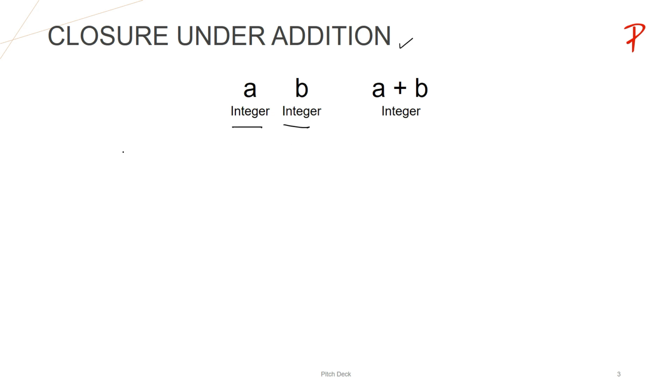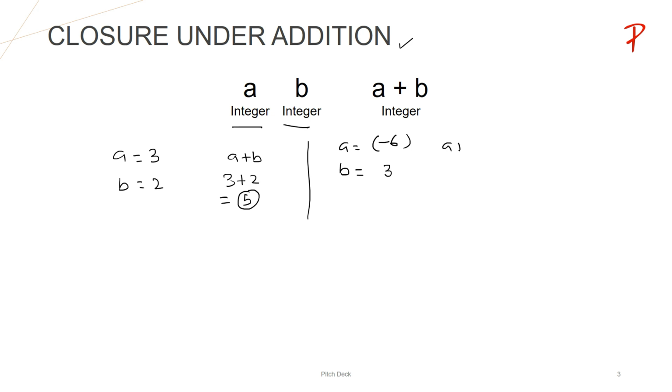Say for example a we have 3 and b we have 2. So their sum, that is a plus b, is going to be 3 plus 2, that is 5. So 5 is also an integer. Okay, one more example. Let us say for a we have -6 and for b we have 3, and let us see what we will get after adding a plus b.